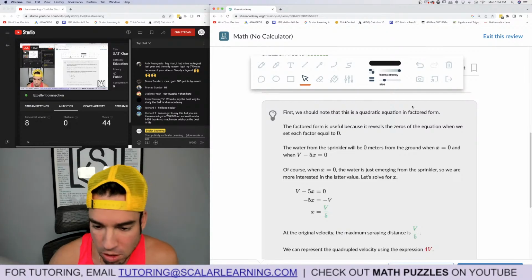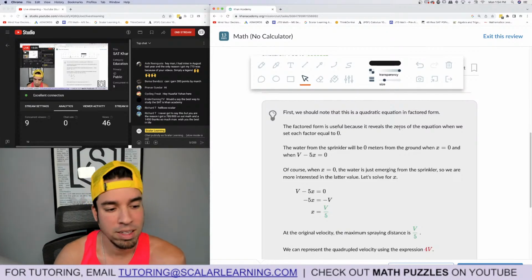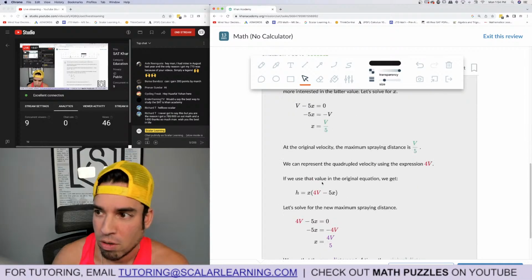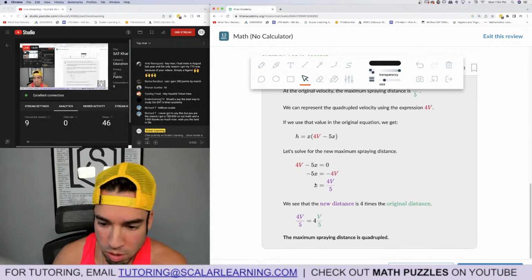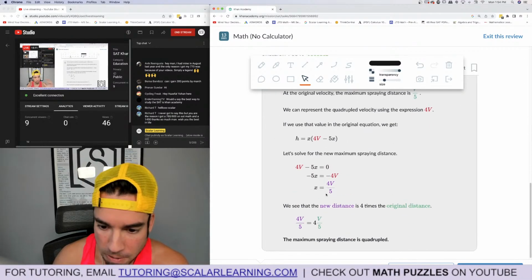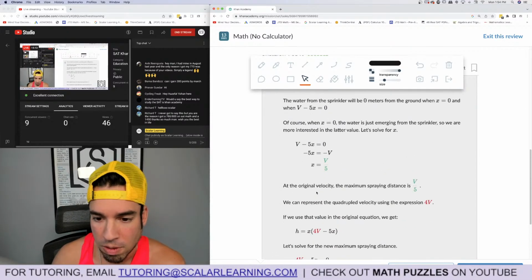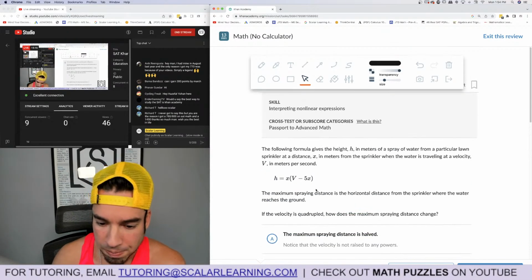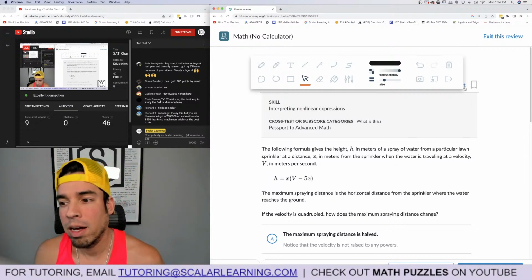The quadruple velocity is 4v. So it's like a linear relationship. Pretty straightforward. So you quadruple that, and it quadruples the x value. So x is your horizontal, is the max. That was confusing. All right, that's it.